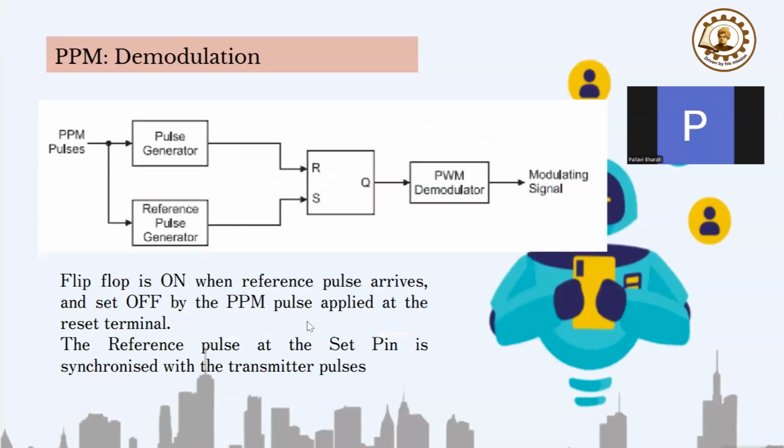Now the demodulation of PPM. For the demodulation of PPM, again we are taking a pulse generator and a reference pulse generator, and we are applying these two to the RS flip-flop. You know the functioning of the RS flip-flop, where R is the reset and S is the set. So the flip-flop is on when the reference pulse is arriving, and it is set off by the PPM pulses applied at the reset terminal. The reference pulse generator will make it on, and then that time you will get the PWM output.